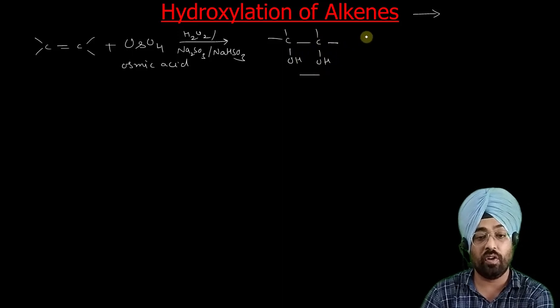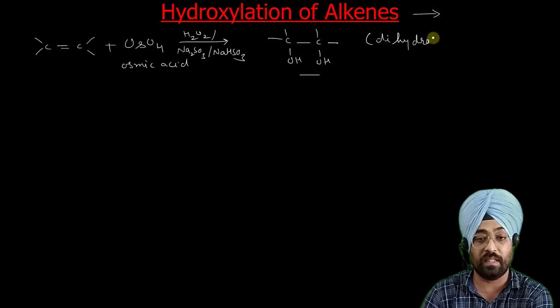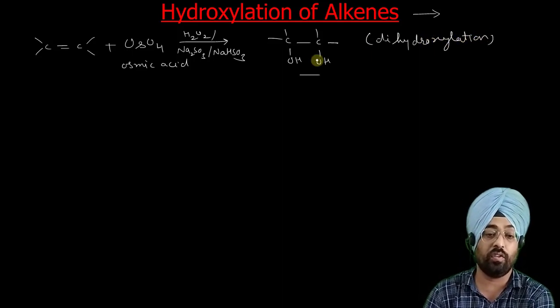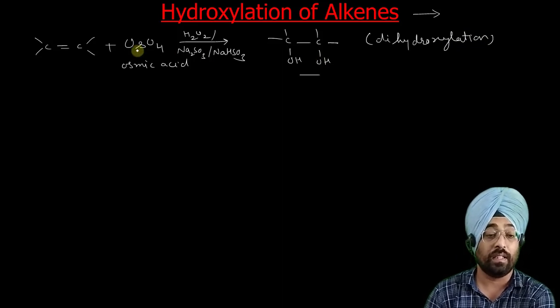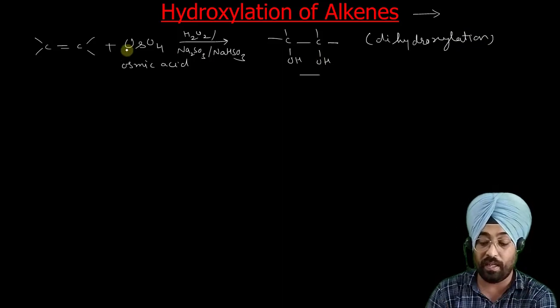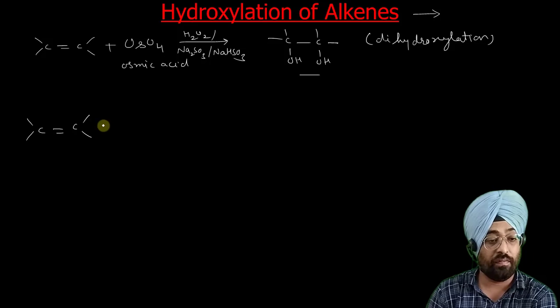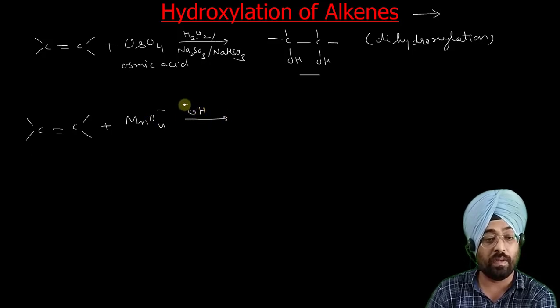So this is called dihydroxylation. Another name for this reaction is dihydroxylation, because two hydroxy groups have been added to the alkene, or simply it is called hydroxylation. The other agent that is used for hydroxylation of alkenes, we can also carry out the same reaction with MnO4 negative. This comes from KMnO4 in the presence of some alkali.